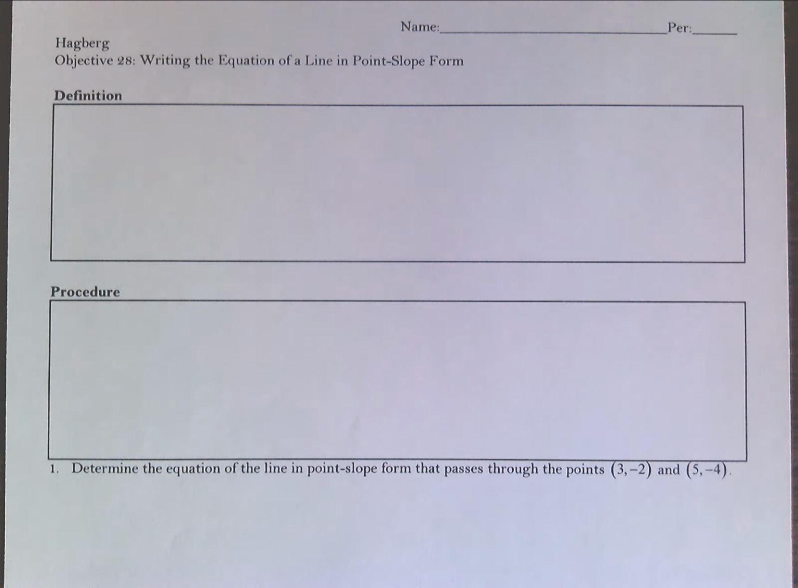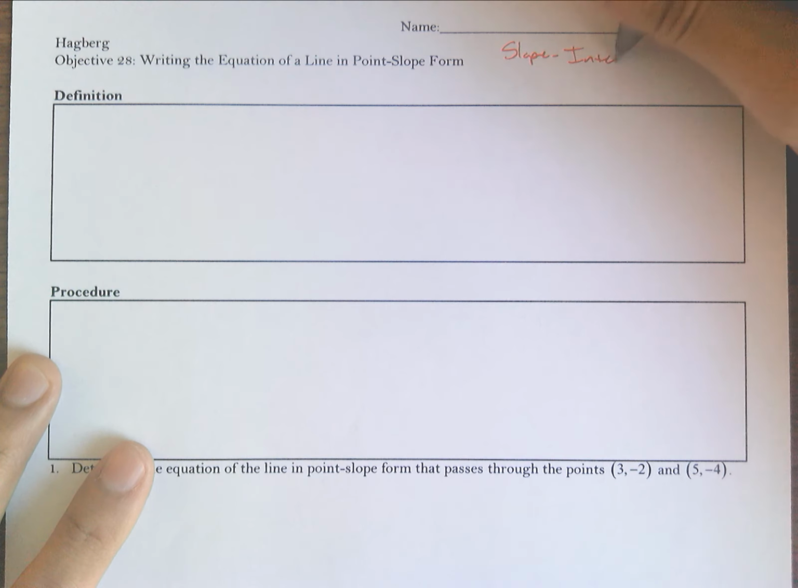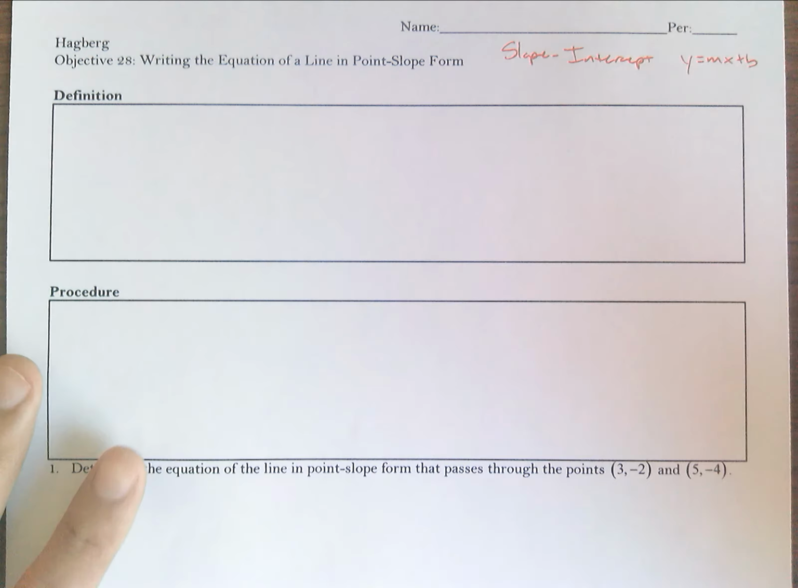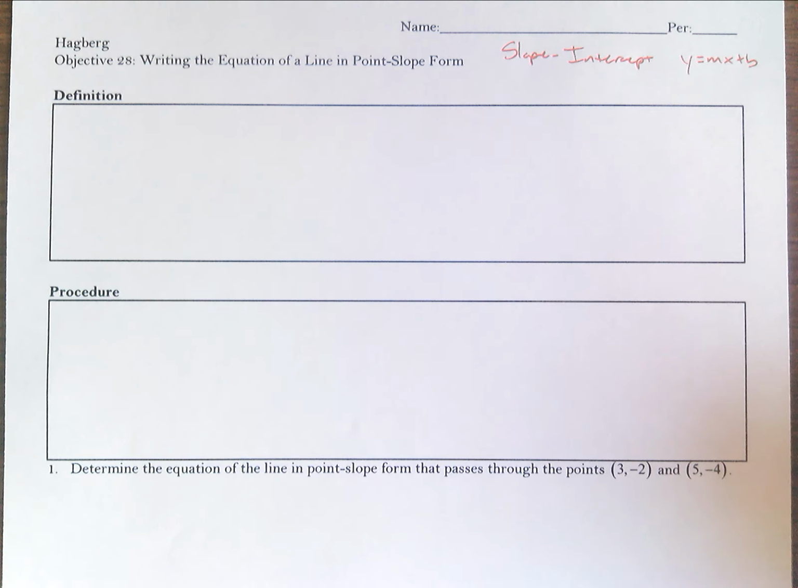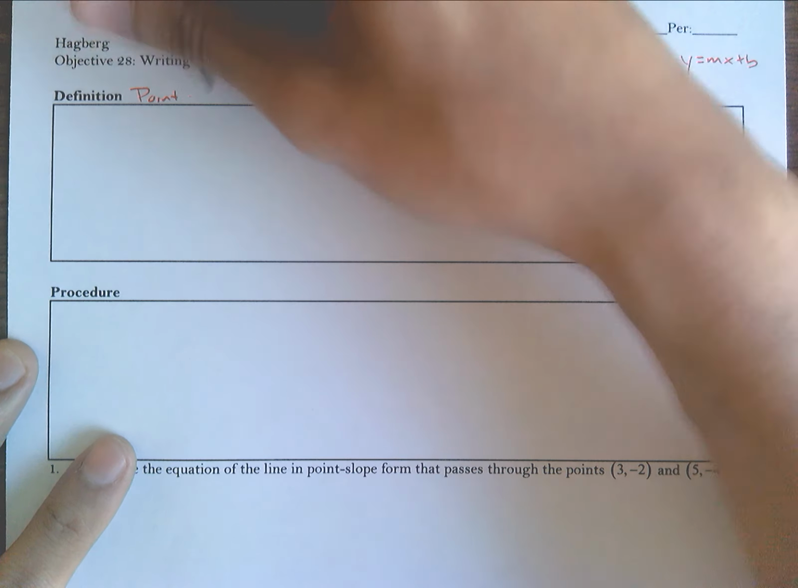All right, here we go with objective 28, which is writing the equation of a line in point slope form. In previous objectives, we talked about slope intercept form, which is the form y equals mx plus b. As a reminder, slope intercept form is y equals mx plus b. We're going to learn another form for equations of lines, and that form is point slope form.